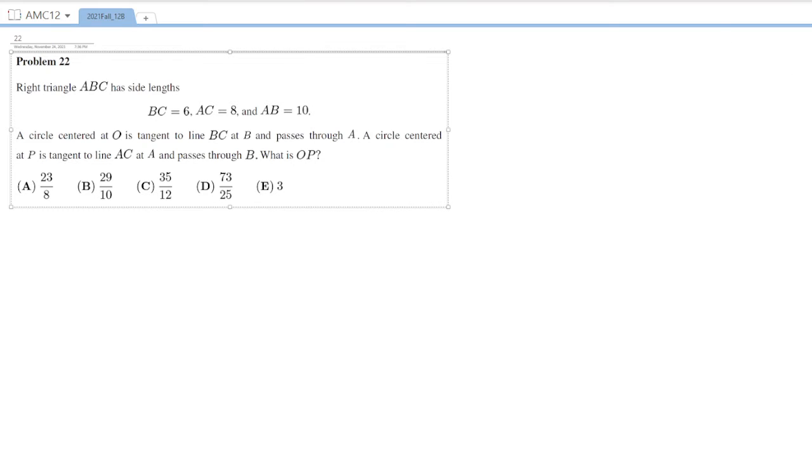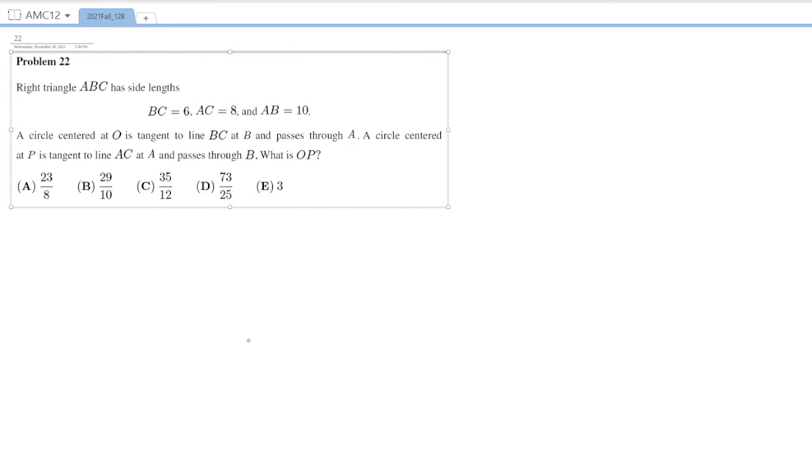Yeah, hello everyone. Welcome back to our continuous solving of question number 22 and question number 23 of the 2021 Fall AMC 12B. I do think the geometry problem for this year's AMC is pretty simple, at least it's simpler than some years before. So let's see the geometry problem.